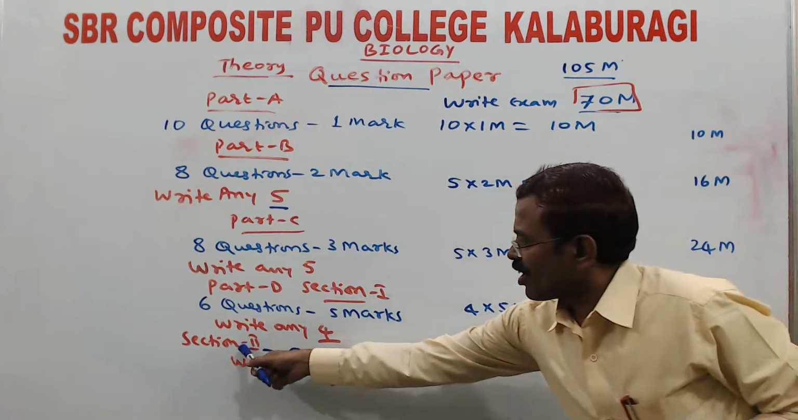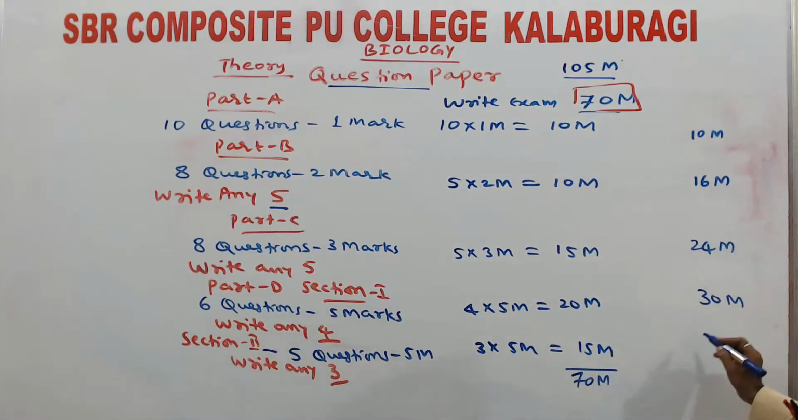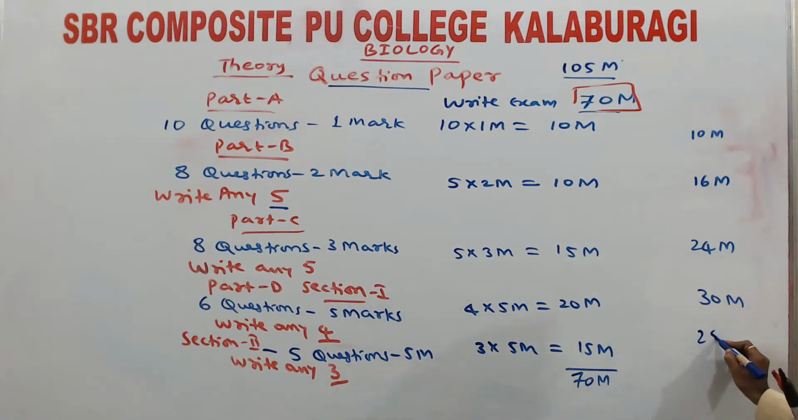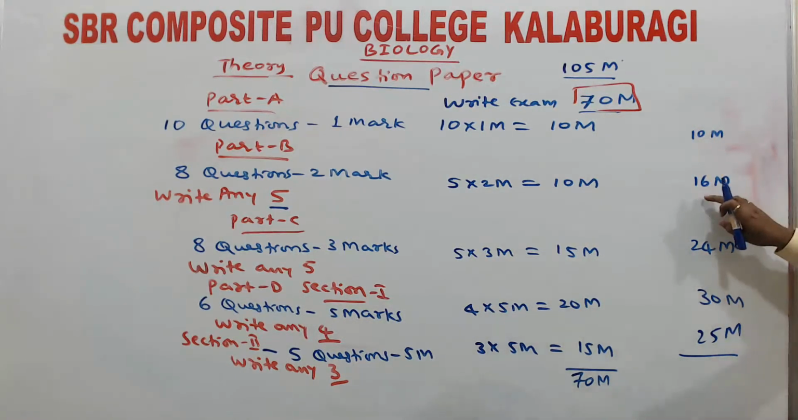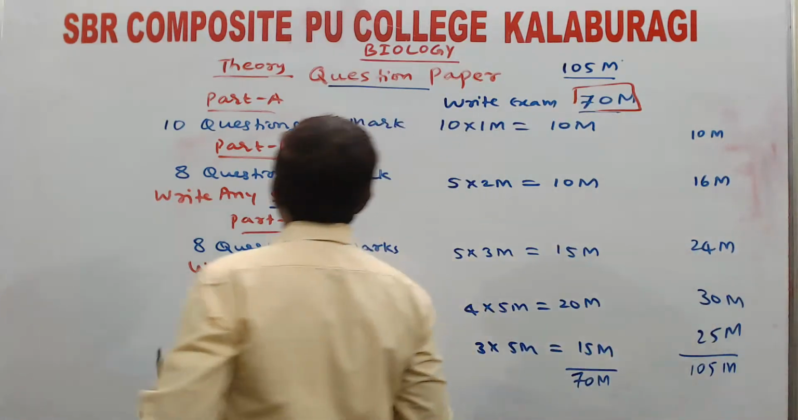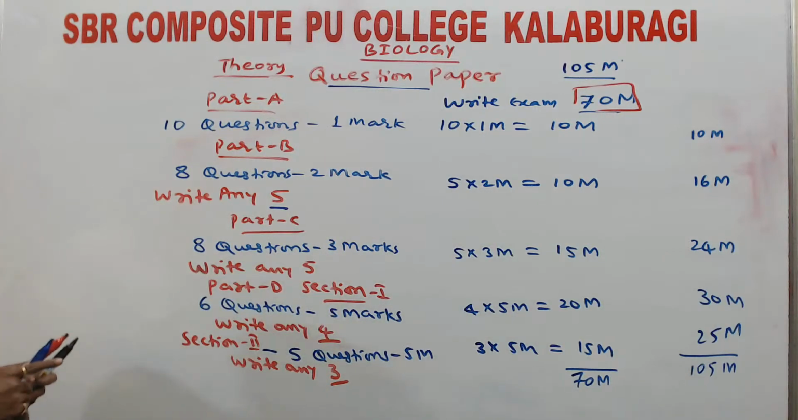So in part D, section 2, 5 questions are there. So 5 into 5, 25. We will add all this: 16, 10, 26, 30, 50, 80, plus 25, 105. 105 marks. So this is the 70 marks theory question paper pattern.